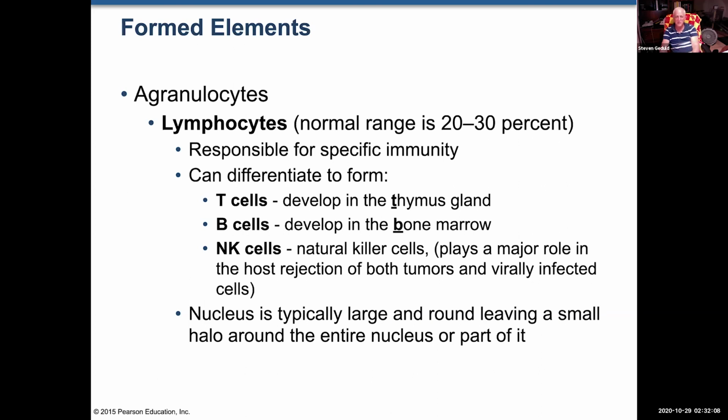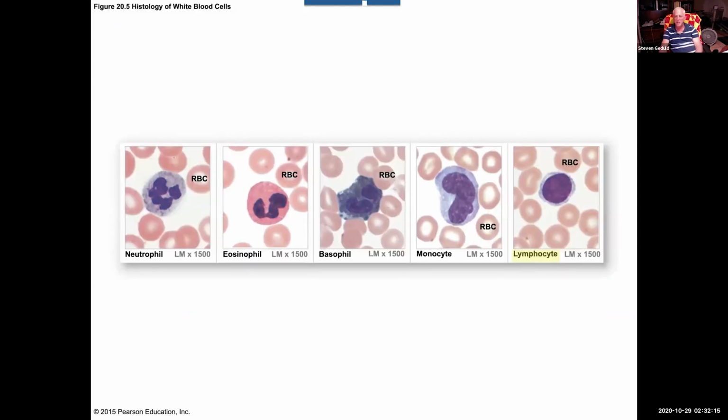So the nucleus of these lymphocytes, T cells, B cells, NK cells, is large enough and round, leaving a small halo around the entire nucleus. So you look at it, it's like a little ring around the nucleus there. And the nucleus takes up most of the cell of the lymphocytes. Again, those become T cells, B cells, and NK cells. And again, they all are produced in the bone marrow.